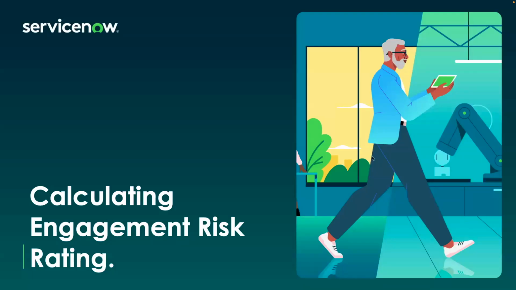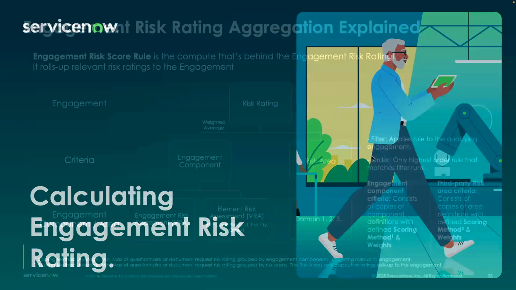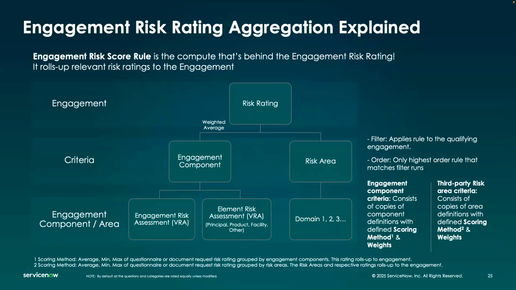Calculating engagement risk rating. At the top of this hierarchy is the engagement risk rating, the final value that helps you understand the overall risk posture of a specific engagement. But that rating isn't calculated in isolation. It's the result of a structured roll-up using a configuration called the engagement risk scoring rule.